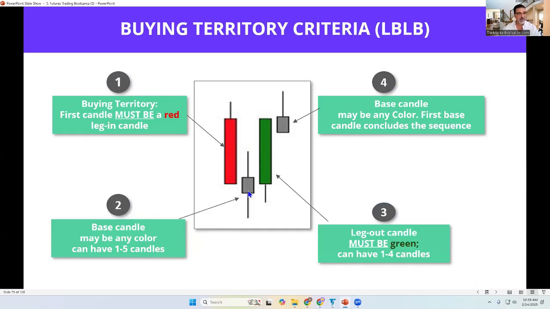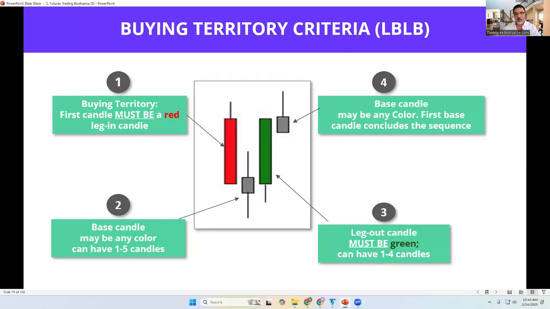Base candles can be any color, and you must have base candles 1 to 5. You can have up to 5 base candles between the leg in and the leg out. The leg out must be green, and they must be leg candles. You can have multiple leg out candles, but no more than 4. The first base candle after your leg out is what completes the sequence.